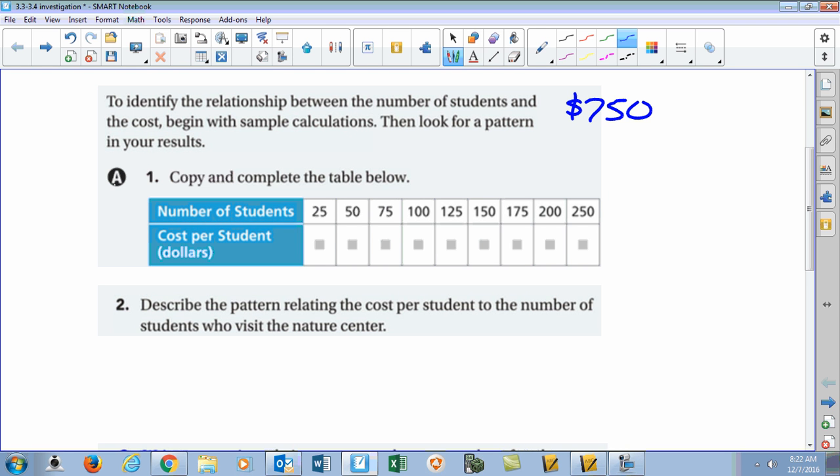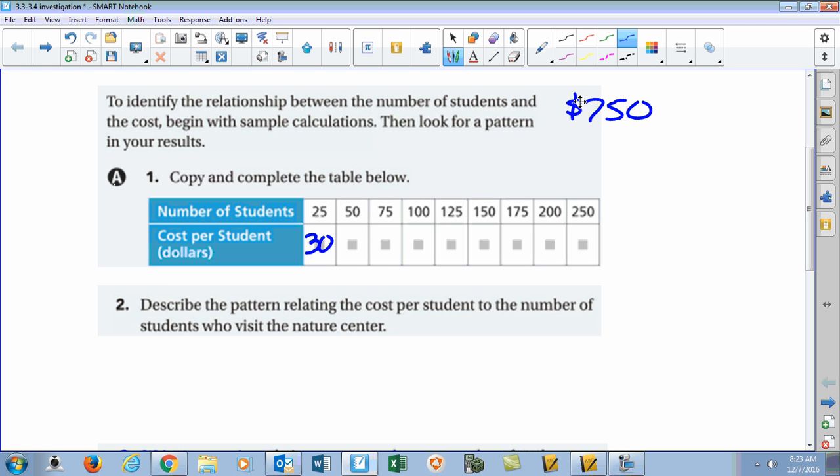So if 25 students go, what do you think the pattern will be? How do you figure that out, Jamie? Right, 750 divided by 25, which is 30. So if 25 students go, it will cost $30 per person. Now, as the number of students gets bigger, what do you think is going to happen to the cost? Think it's going to decrease? And that kind of makes sense, right? The more people go, the less you have to pay.